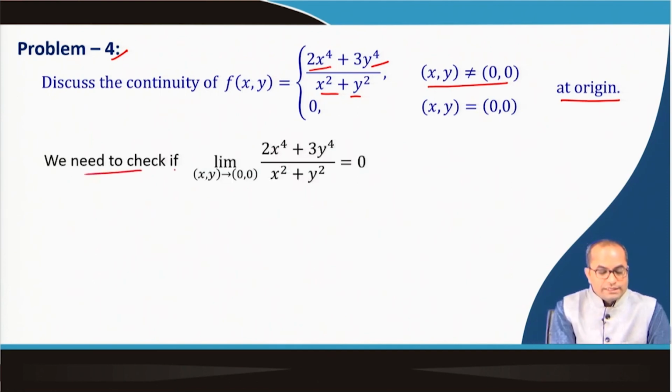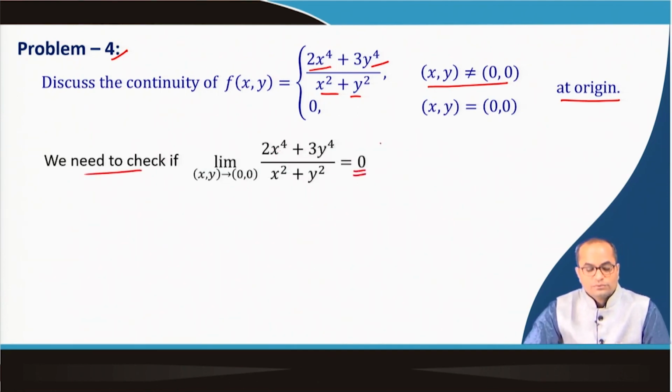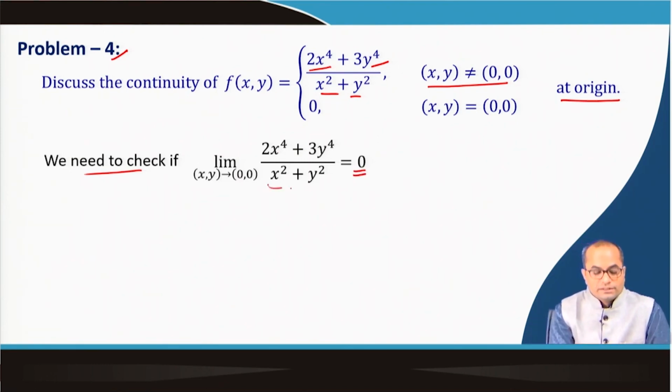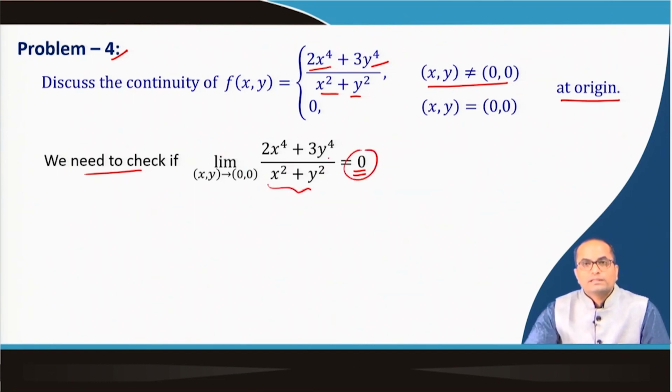So, we need to check if this limit is equal to 0. If this limit is equal to 0, then the function is continuous. If this limit does not exist, the function is not continuous, or the limit may exist and may not be equal to 0. In that case also the function is not continuous, but that is the one which we have discussed, removable discontinuity. In that case we call it a removable discontinuity.